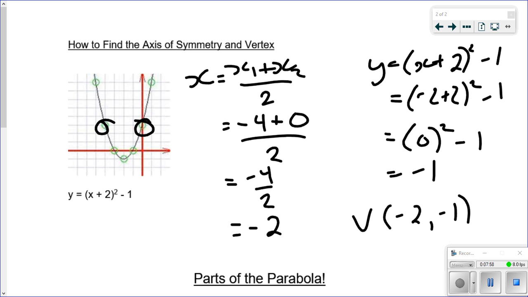And remember to give me that final, your vertex is, because that's actually what we're looking for. Think of it as your therefore statement. It has to be there. Just because you show me that this is the x part and this is the y part, don't assume I know how to put it together.